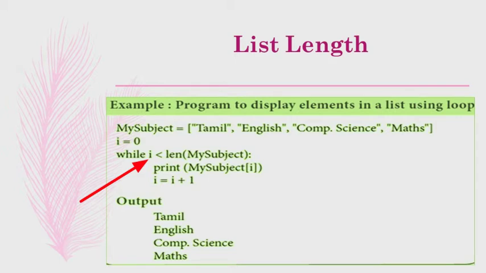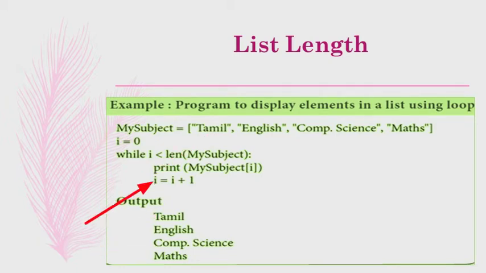So next, if that condition is true, print my subject of I, the index position. I means the index position. Next, update the value: I is equal to I plus 1. So check the condition. I is less than 4. The length of my subject is 4. I value is 0. 0 is less than 4. This condition is true. So you have to print my subject of I. I means 0. Which element is stored in that index position? Tamil. So Tamil will be printed on the output screen.